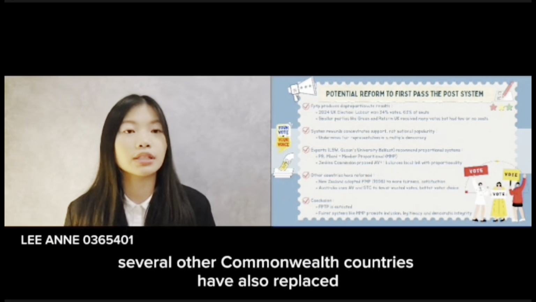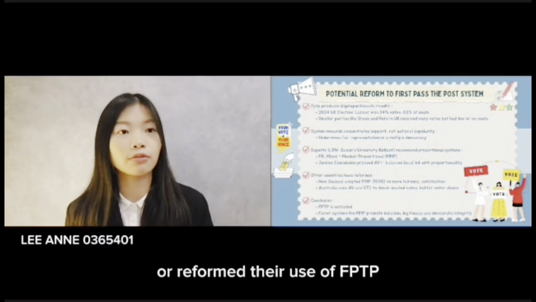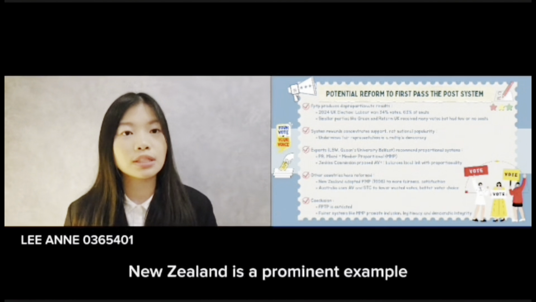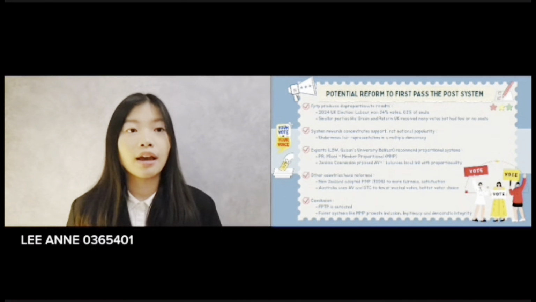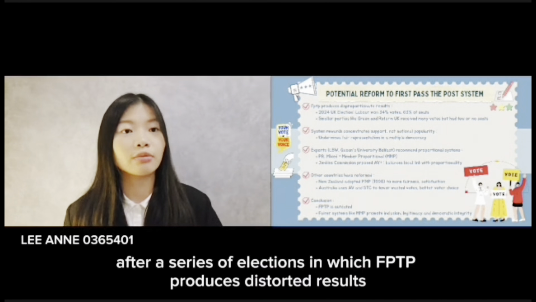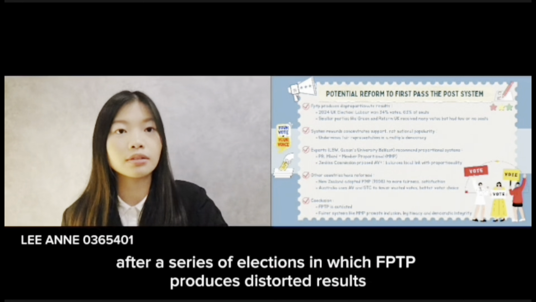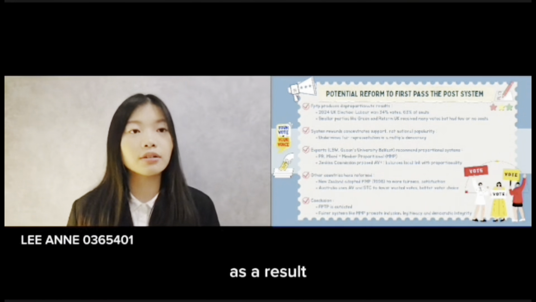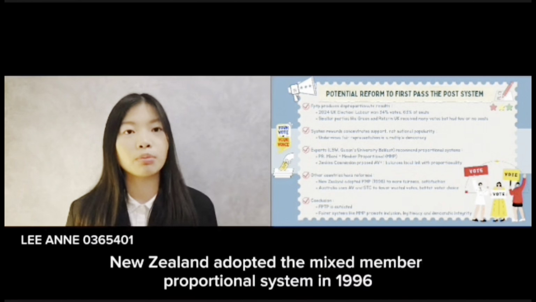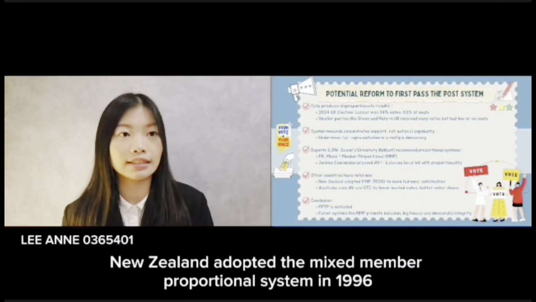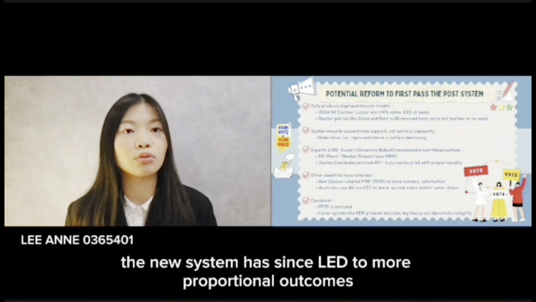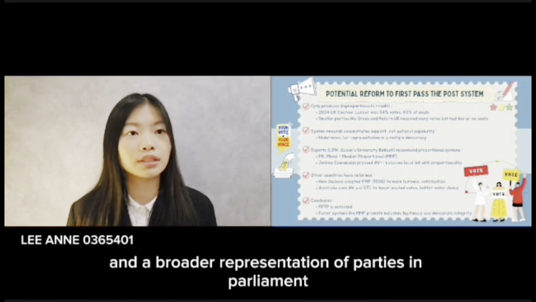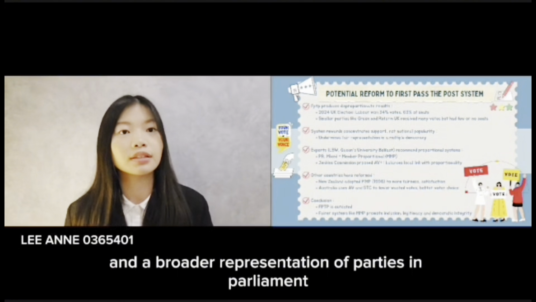Several other Commonwealth countries have also replaced or reformed their use of FPTP in favour of more representative systems. New Zealand is a prominent example. After a series of elections in which FPTP produced distorted results, the country held a binding referendum in 1993. As a result, New Zealand adopted the mixed-member proportional system in 1996. The new system has since led to more proportional outcomes, higher voter satisfaction, and a broader representation of parties in parliament.